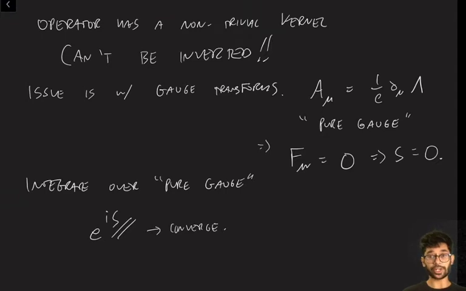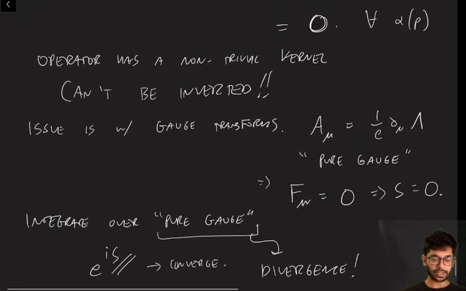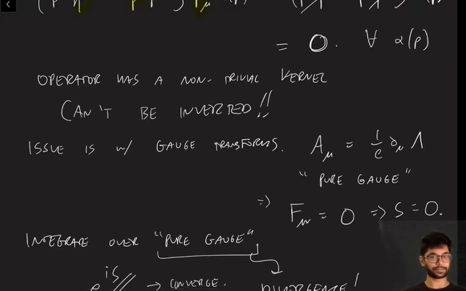There's no such suppression here. There's no oscillation. So in fact, nothing suppresses these pure gauge directions in the functional integral. And so the integral over these pure gauge directions results in a divergence in the functional integral. And so this divergence is what we're seeing. This is why the propagator can't be inverted. Okay.